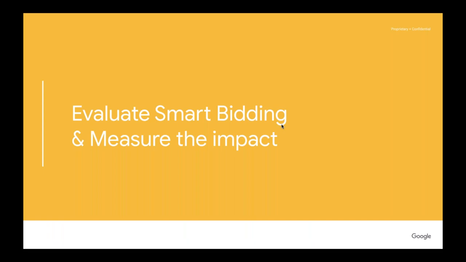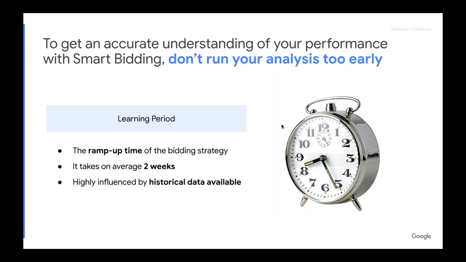I know that by now you might have many questions in your head, but hold on for five more minutes, because I really want to cover the evaluating and measuring parts, as many advertisers jump to the conclusion that smart bidding doesn't work for them simply because they're not doing or measuring it right. That's a topic particularly close to my heart. First of all, to get an accurate understanding of your performance when using smart bidding, it's paramount that you don't run your analysis too early.